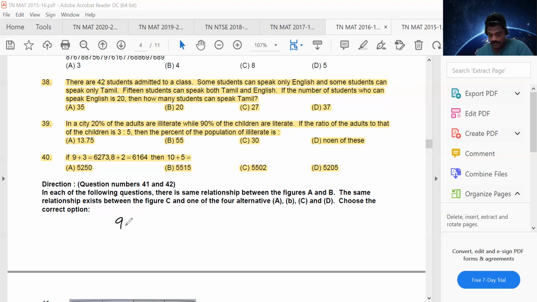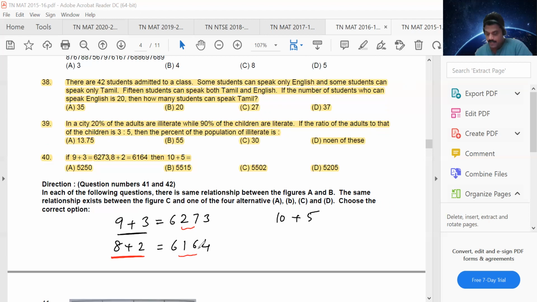9 plus 3 is equals to 6273. 8 plus 2 is equals to 6164. What is 10 plus 5? If you observe here, 9 3s are 27. That is in this portion. 8 plus 2, 8 2s are 16. That is in the middle portion. So my middle portion would be 10 into 5, 50.